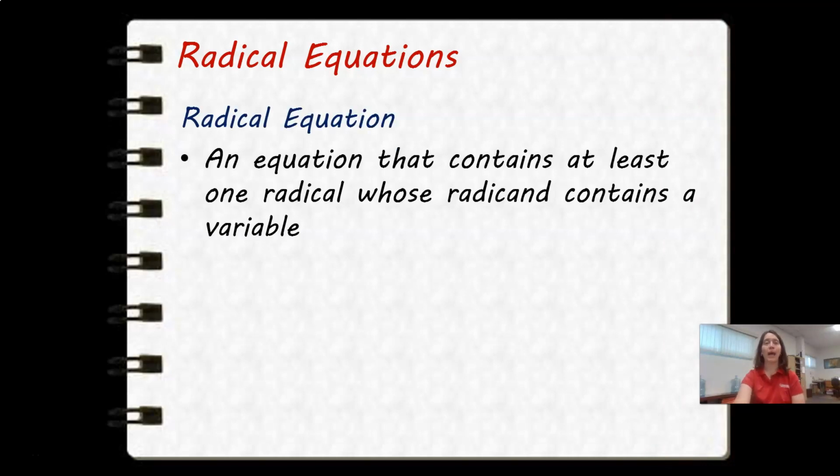By definition, a radical equation is an equation that contains at least one radical, like a square root or a cube root, where the radicand contains a variable. The radicand is what's underneath the radical symbol. So the variable, or the letter that we're going to be solving for in our question, is underneath the square root symbol or the cube root symbol.